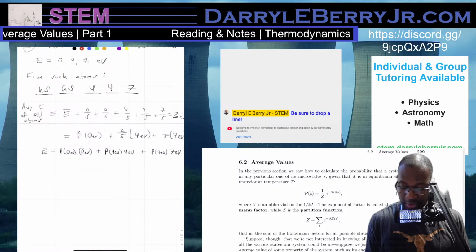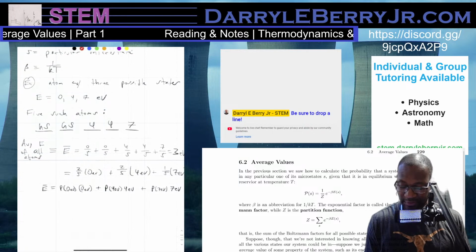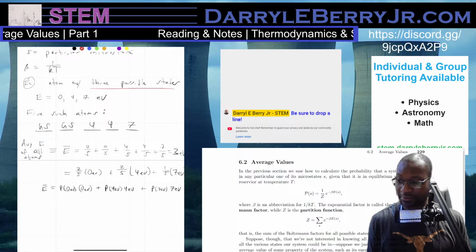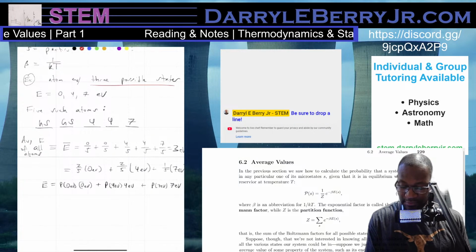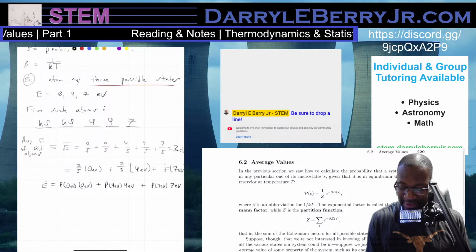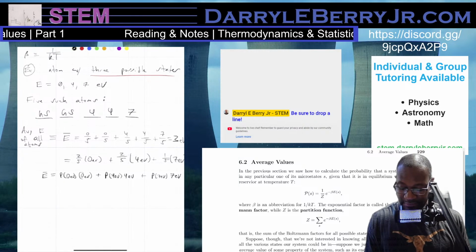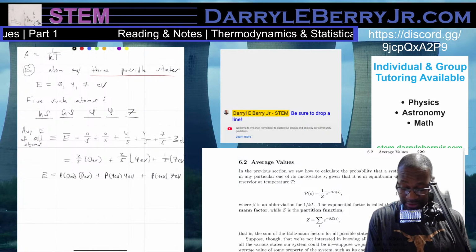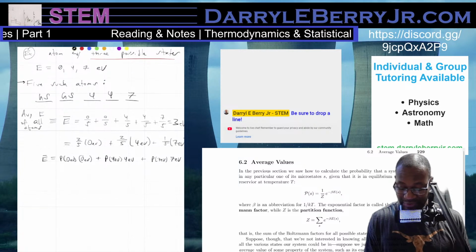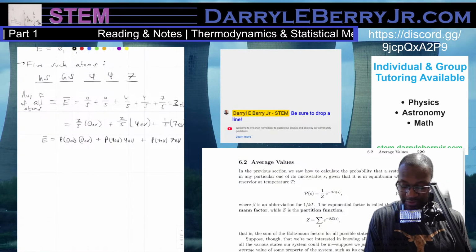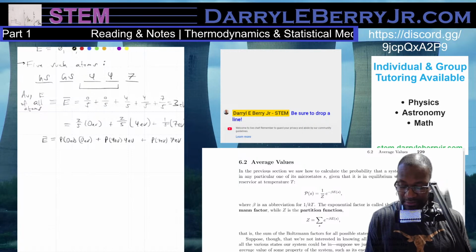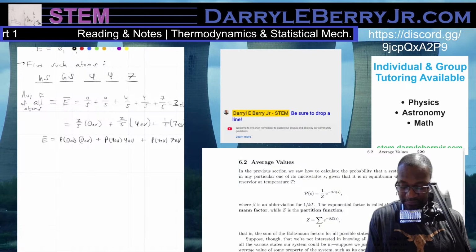And right now, I'm working on an example with an atom, which they're saying has just 3 possible states: one state with 0 electron volts of energy, one with 4, one with 7. Then they upped the ante and said we have 5 such atoms. Of those 5 atoms, 2 are in the ground state, 2 are in the 4 electron volt state, and 1 is in the 7 electron volt state.